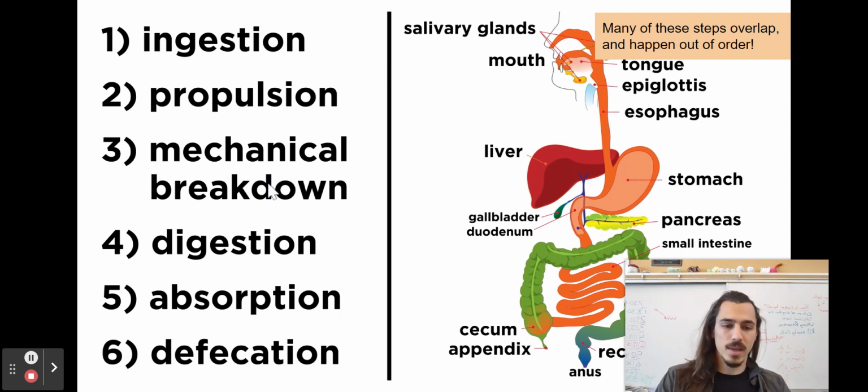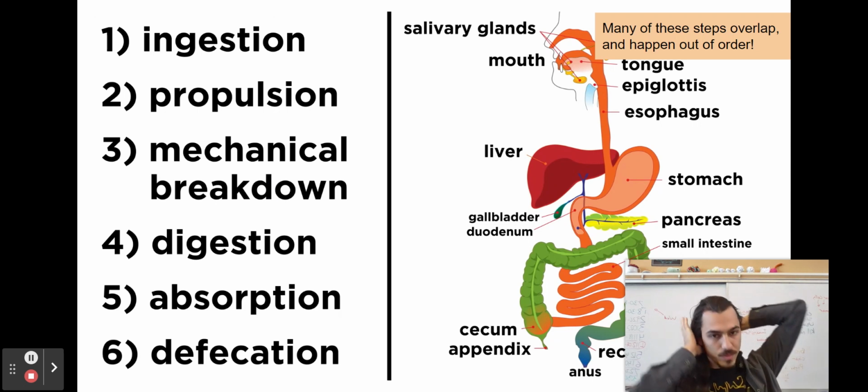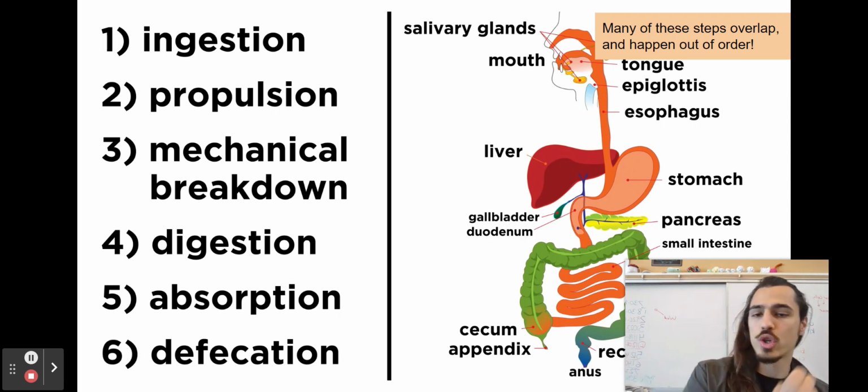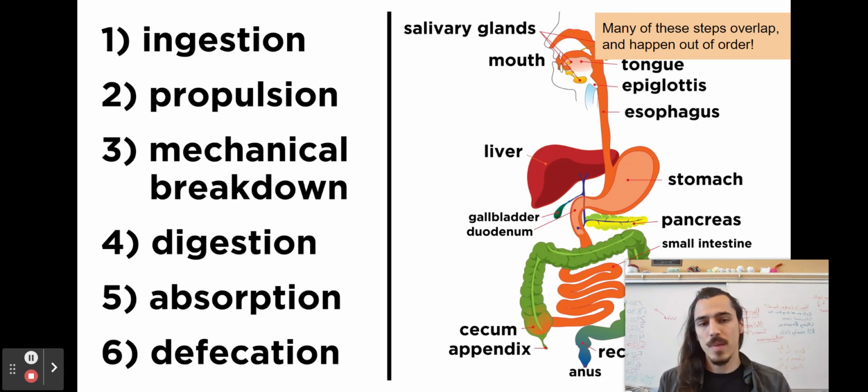Third is mechanical breakdown or mechanical digestion. This happens primarily in your mouth and in your stomach. So when you chew your food, that is called mastication. You're breaking up those food particles into smaller and smaller particles. Now, the molecules themselves are still together, so we're not actually chemically breaking them apart. Mechanical breakdown is just breaking the food into smaller and smaller bits. That happens in your mouth when you are chewing. That also happens in your stomach, because your stomach is a muscular bag that basically squishes everything around, and that is also physically breaking stuff up.